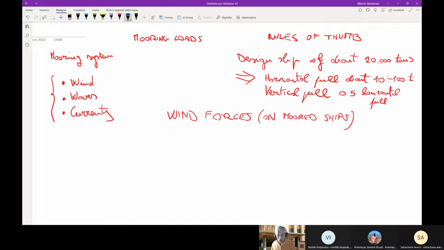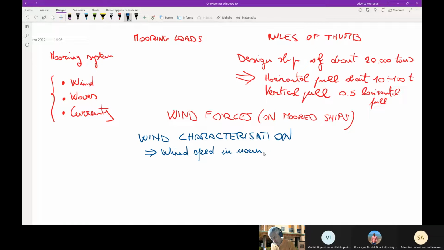And in order to estimate wind forces, you understand that there is a first thing that we need to estimate, which is wind. We need to estimate wind, and then we do what we call the characterization of wind. And basically what we need to estimate is a wind speed in normal and exceptional conditions.